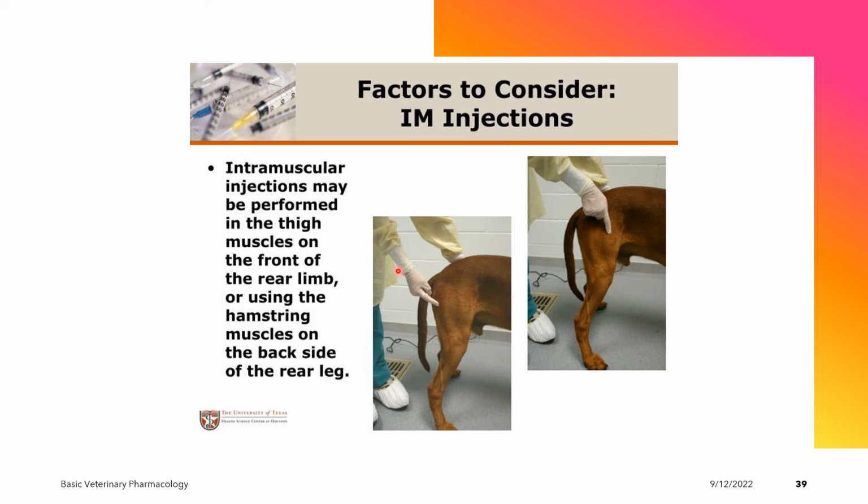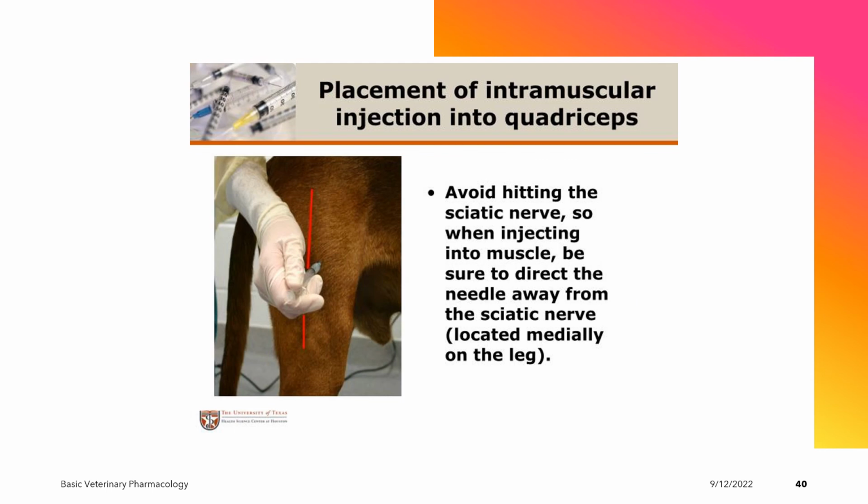Intramuscular injections may be performed in the thigh muscles of the front or the rear limb, using the hamstring muscles on the back side of the rear leg, and this is true for dogs. We also have here the placement of the intramuscular injection to the quadriceps. So avoid hitting the sciatic nerve. When injecting into the muscle, be sure to direct the needle away from the sciatic nerve that is located medially on the leg.